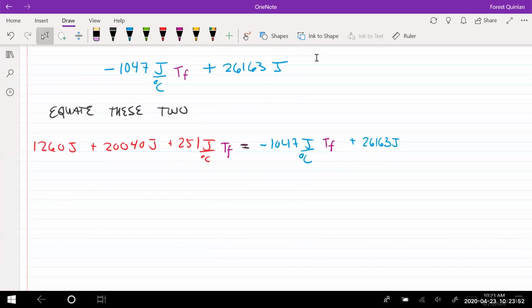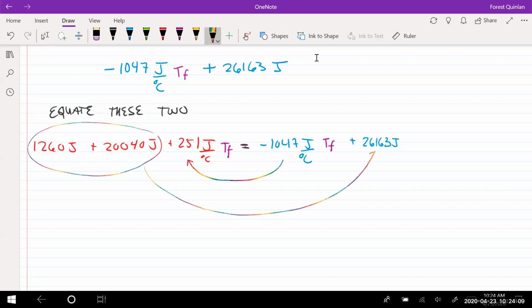Working on the algebra skills. Now, it doesn't necessarily matter which way you do this. You can solve it how you want, but I want to keep everything positive. So I'm going to combine my like terms this way, which means I'm going to pull all of my other joules to the other side.